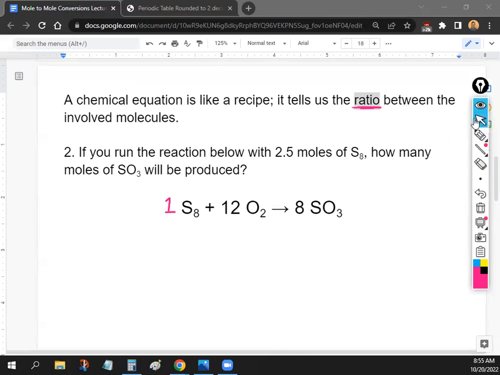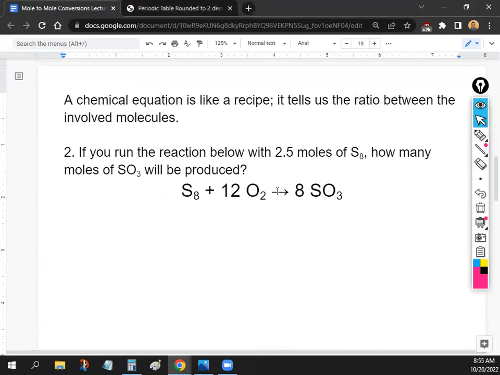All right, so we're just gonna do a problem with this, just because it'll be easier to just do the problem. So let's say that we run this reaction down here, and we start with 2.5 moles of S8. How many moles of SO3 will be made? So just like last time, we want to start off by figuring out what our starting number is and what we want to end up with. Okay, that way we know how to set up our fraction.